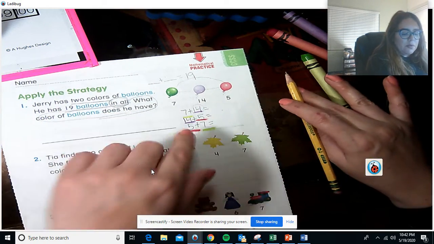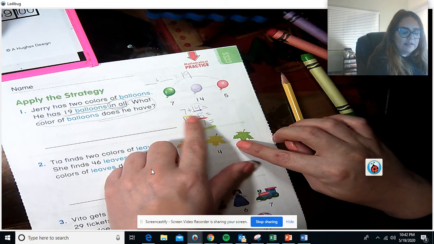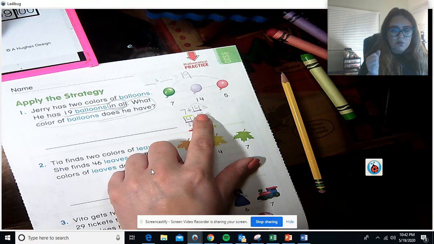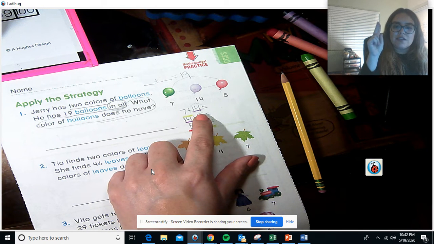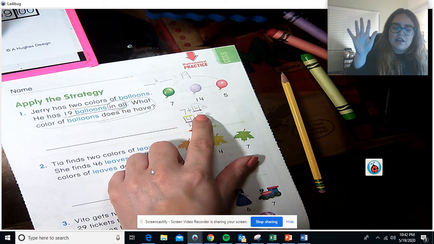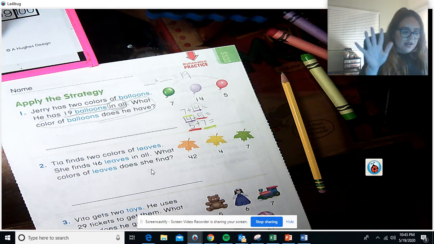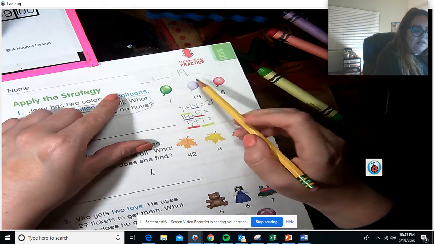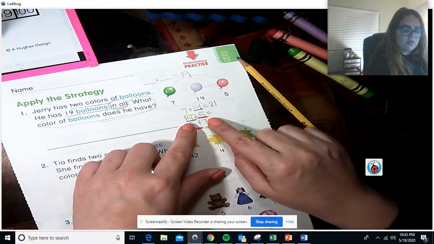We're going to count on from the bigger number. The bigger number is 14, and we're going to add 7. So put 14 in your head. Keep that one in your head. 14, and then we're going to add 7. 14, 15, 16, 17, 18, 19, 20, 21. So 7 plus 14 is 21. Oh, that's too big. We want it to equal 19. Let's try the next one.